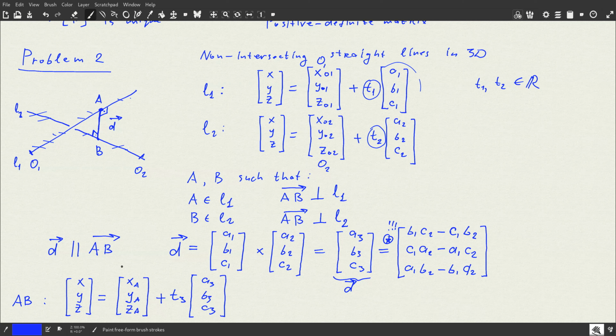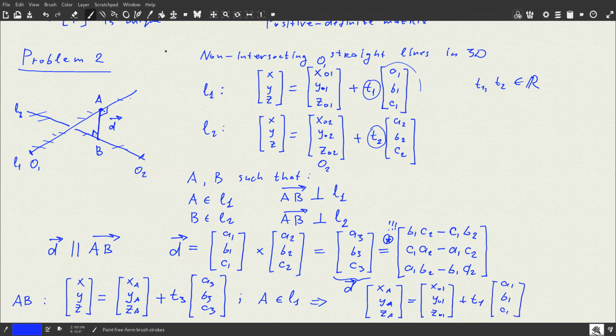So, but what is XA, YA, ZA? On the other hand, A belongs to L1, and therefore for XA, YA, ZA, from the L1 equation, we can write XA, YA, ZA equals to X01, Y01, Z01 plus T1 times A1, B1, C1. Okay?